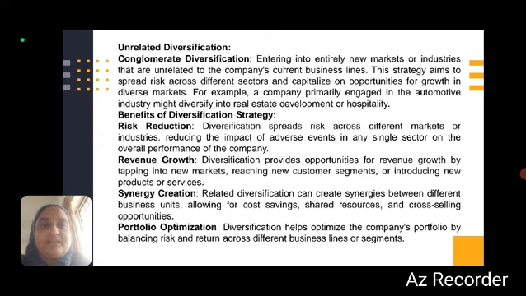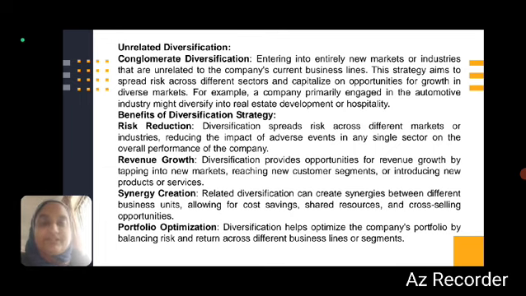Then unrelated diversification talks about conglomerate diversification, where you enter an entirely new and fresh market, where you have to sustain across a lot of risk that is happening in the market. For example, an automotive industry might diversify into real estate development or hospitals.